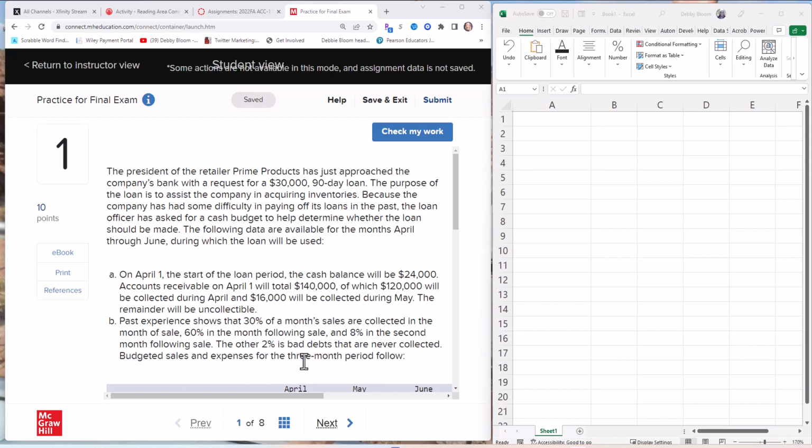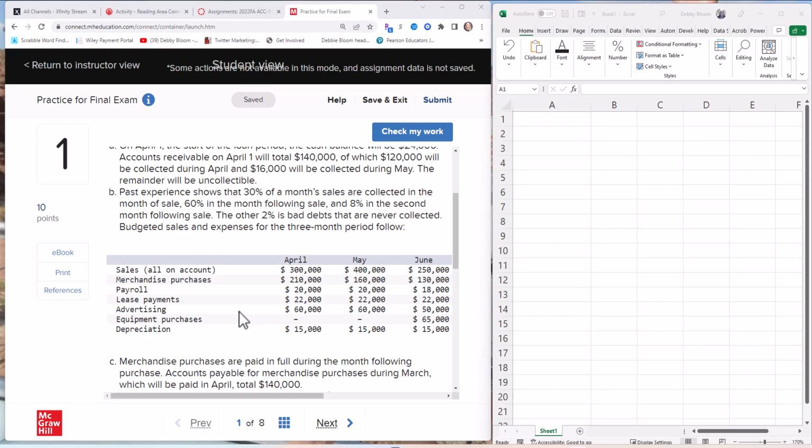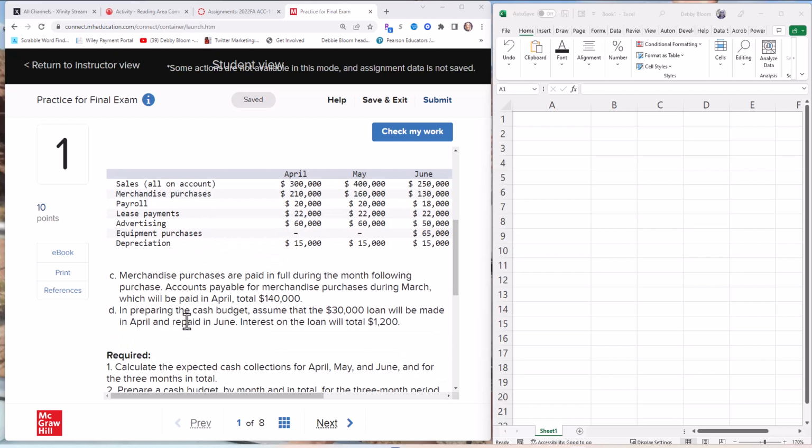Budgeted sales and expenses for the 3-month period follow. So we have sales, merchandise purchases, payroll, lease, advertising, equipment purchases, and depreciation. Merchandise purchases are paid in full during the month following purchase. Accounts payable for merchandise purchases during March, which will be paid in April, total $140,000. In preparing the cash budget, assume that the $30,000 loan will be made in April and repaid in June. Interest on the loan will total $1,200.